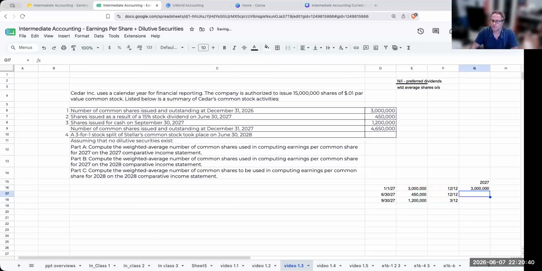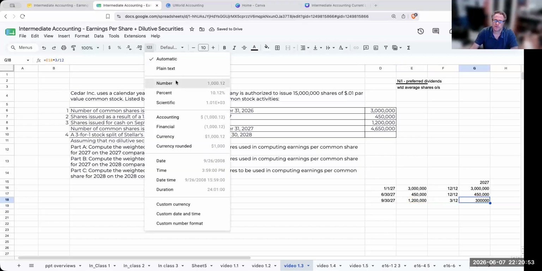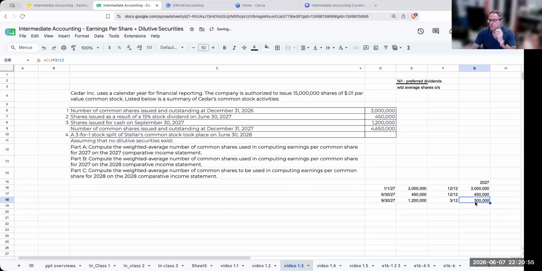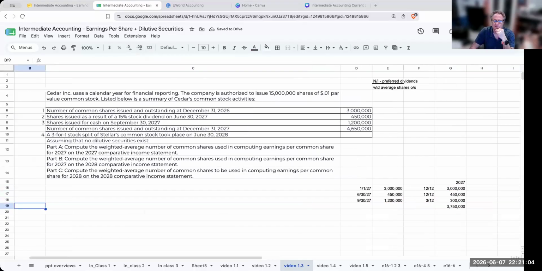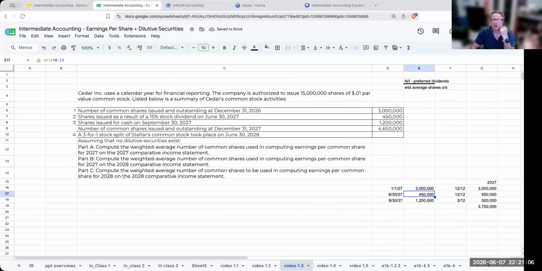So here, this 3 million full year, stock splits or dividends, we assume at the beginning of the year. But for this 1.2 million, we're going to multiply this by 3/12. And the reason we're doing this is because we're doing the weighted average. So my weighted average shares that I'm going to show on my 2027 comparative income statement is going to be 3,750,000. Take a look at part B.